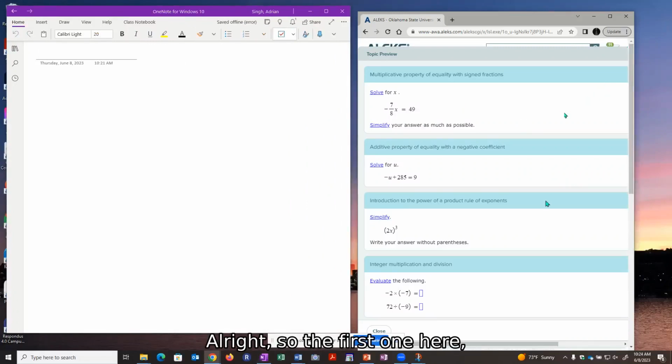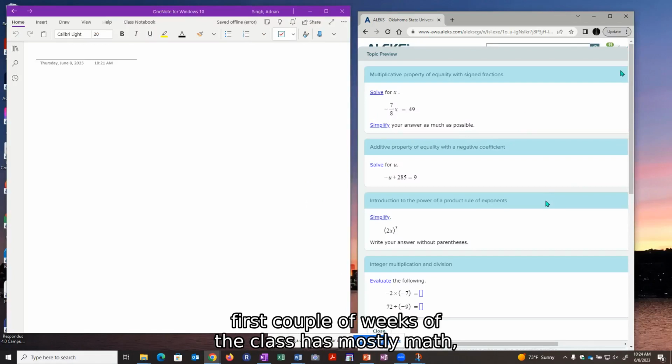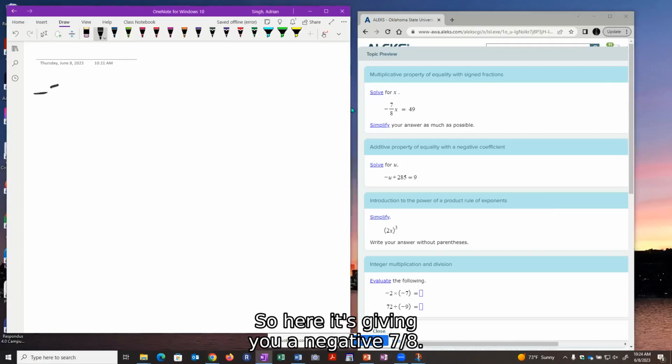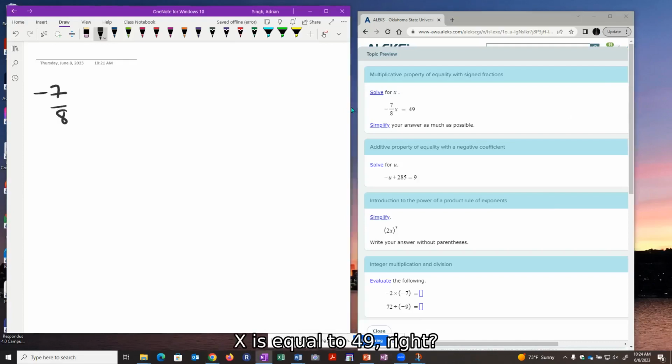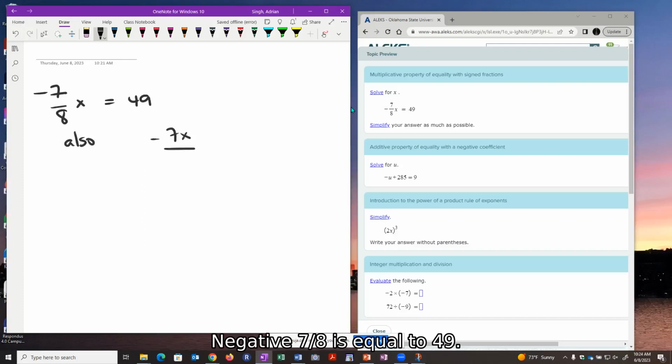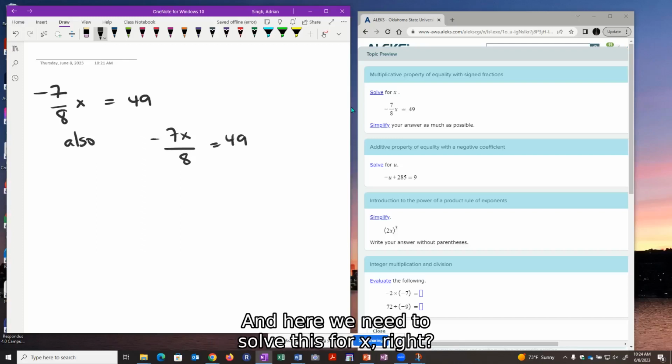All right, so the first one here, again, the first couple of weeks of the class is mostly math, so it's a bunch of math review that we're doing. Here it's giving you negative 7 over 8x is equal to 49, right? So this can also be written as follows: negative 7x over 8 is equal to 49. And here we need to solve this for x, right?